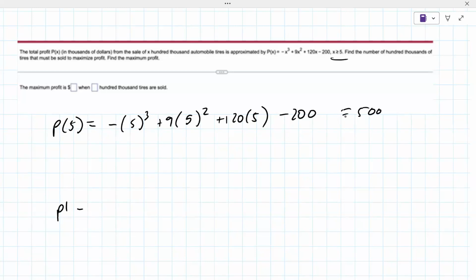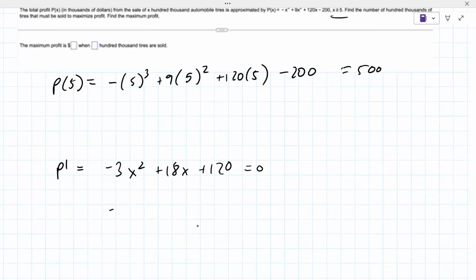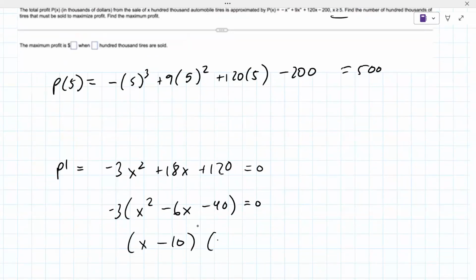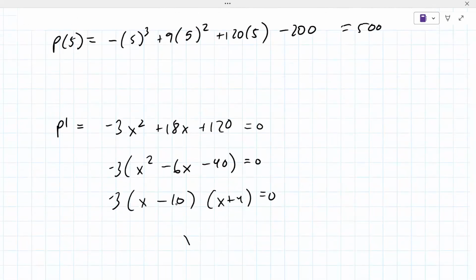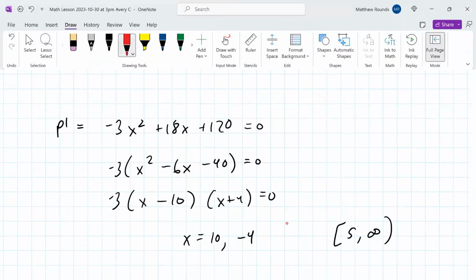So the next thing is you've got to be able to take a derivative of this. So the derivative is minus 3x squared plus 18x plus 120. And then you have to set this equal to 0. And this is again a place where maybe if you were comfortable graphing, you might find it faster than factoring. This factors into (x minus 10)(x plus 4). And you set each of those equal to 0. You get x equals 10 and -4, but it has to be in this interval 5 to infinity. You can see that the -4 is excluded.